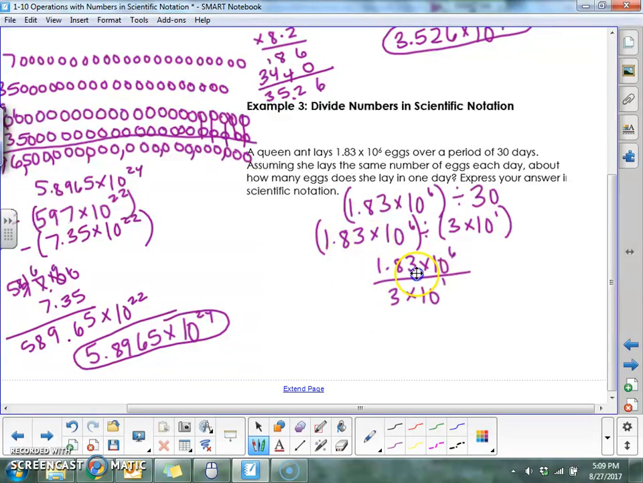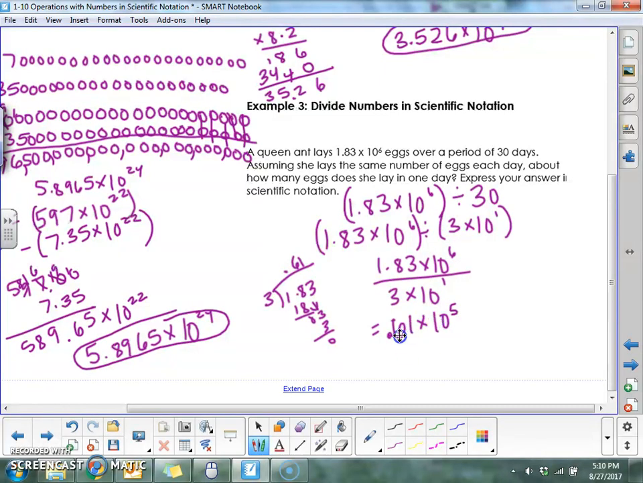Just like we did above, you're going to divide your front numbers here. So I'm going to be dividing 1.83 by 3, and then my 10 to the sixth divided by 10. I'm going to go ahead and do this first division here, so I'm going to pause this. All right, when I divided, I ended up getting 0.61. So I'm just going to bring down what I divided, and then times 10. When you're dividing the same base to different powers, you subtract the powers, so 6 minus 1, which is 5.